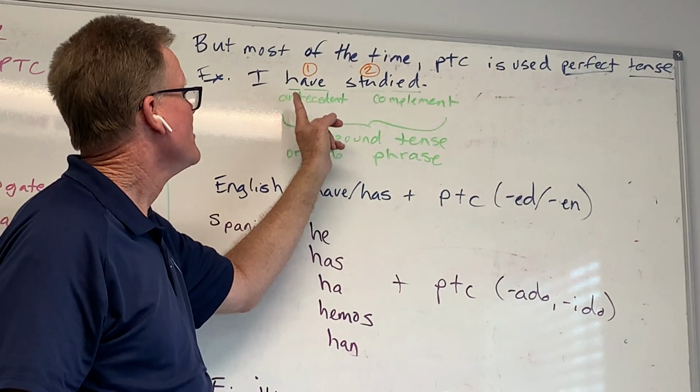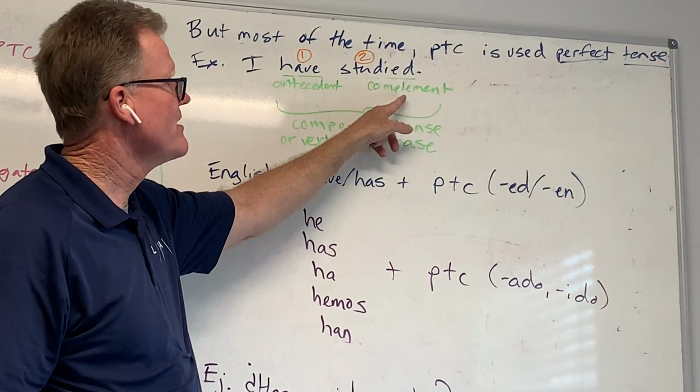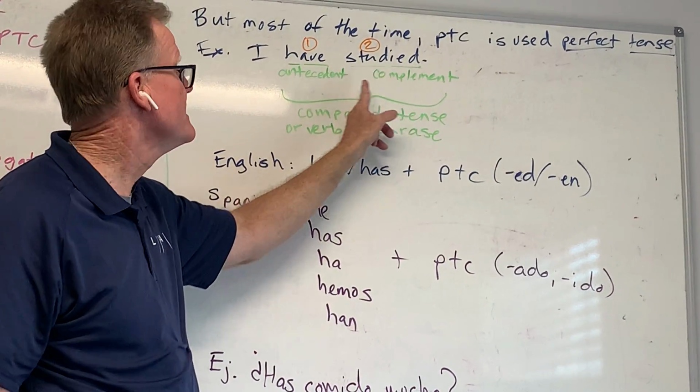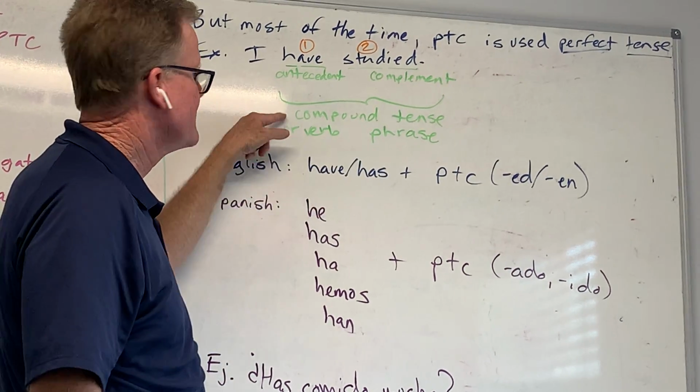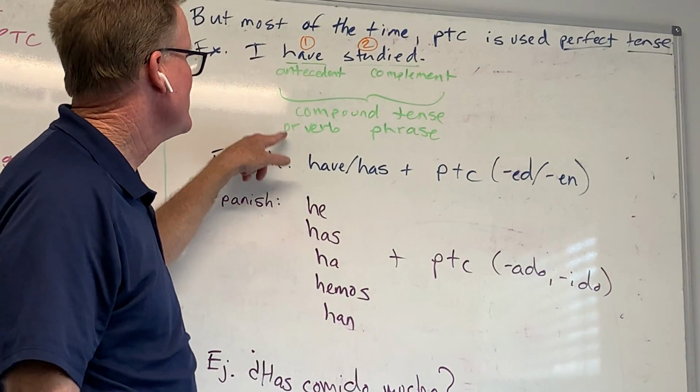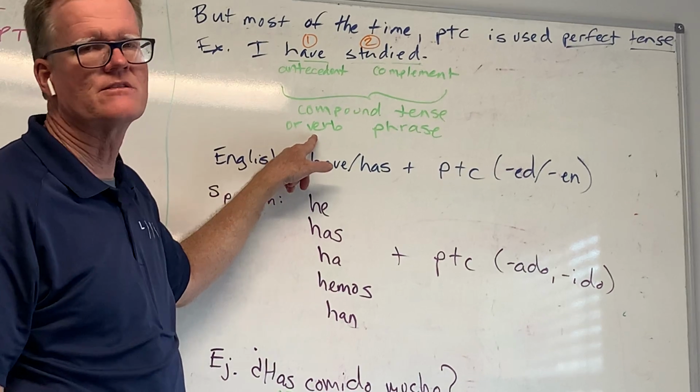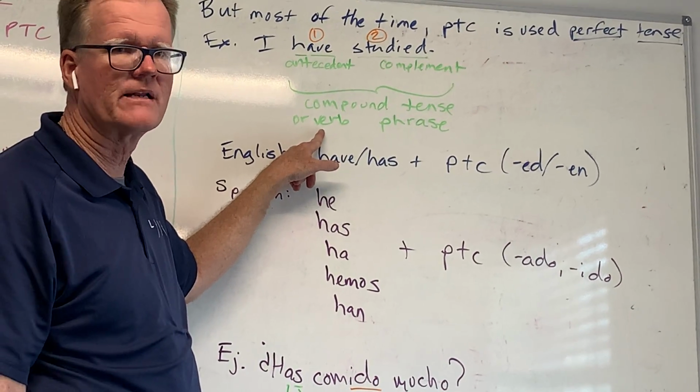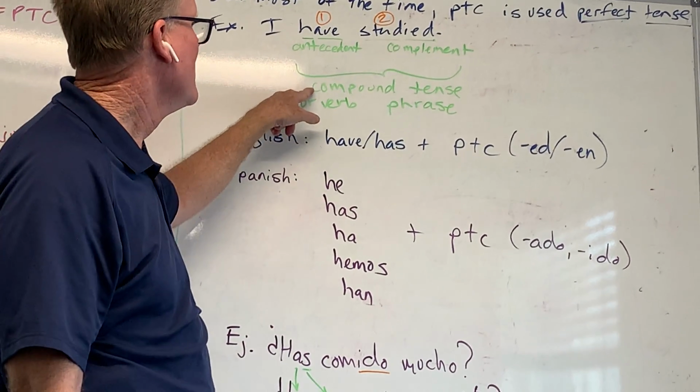And so you have the before part, and then you have the completing part. So the antecedent and the complement. Did I say this is a compound tense, right? You maybe know it as a verb phrase. Yes, it's also called a verb phrase. I'm not going to be calling it a verb phrase. I'm going to be calling it a compound tense.